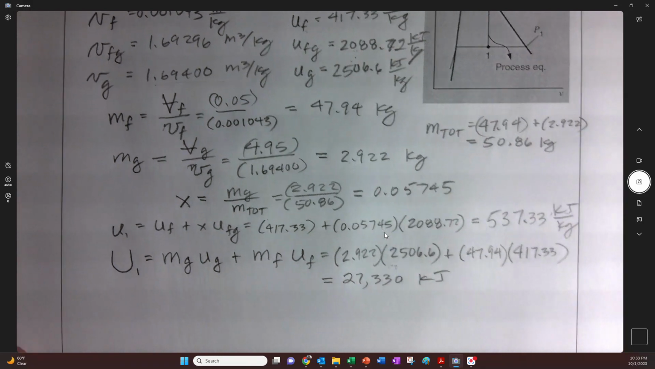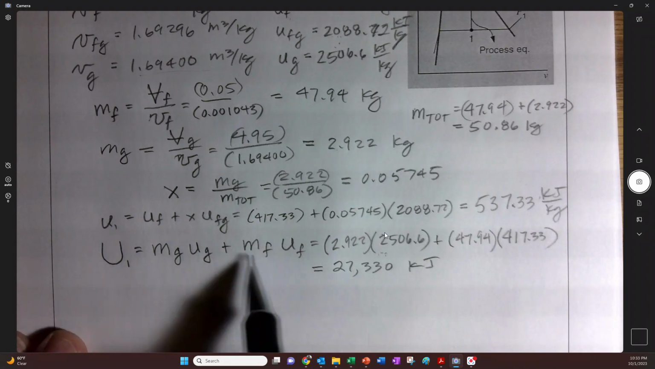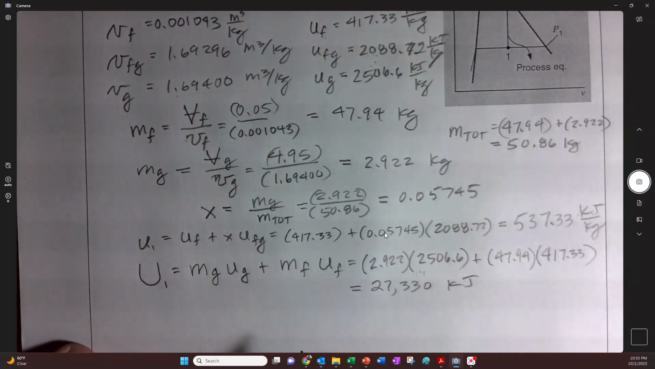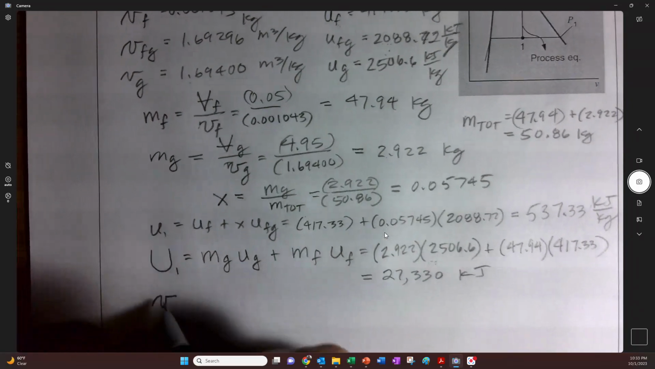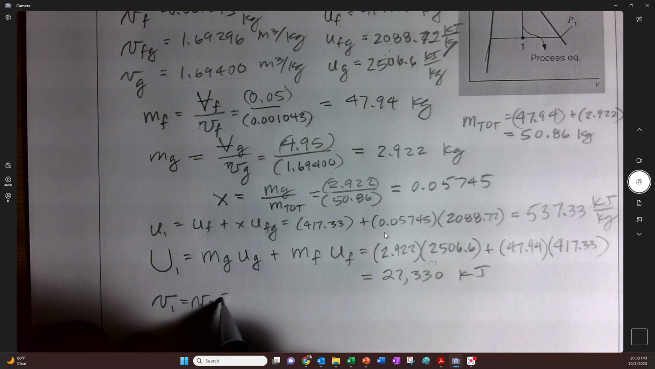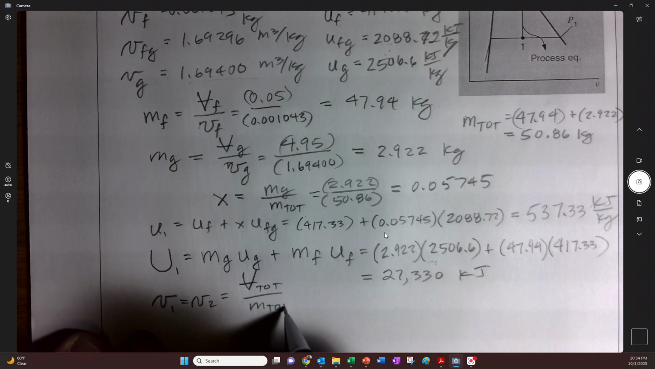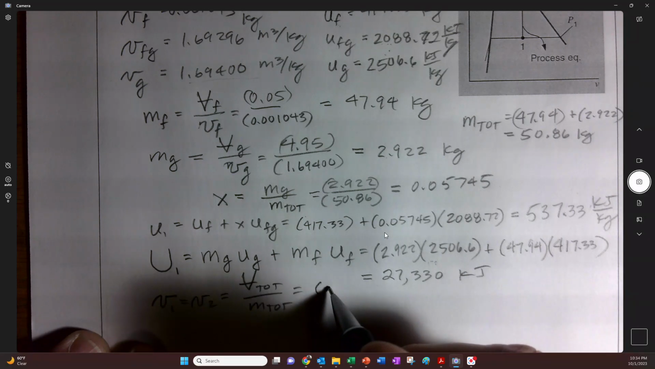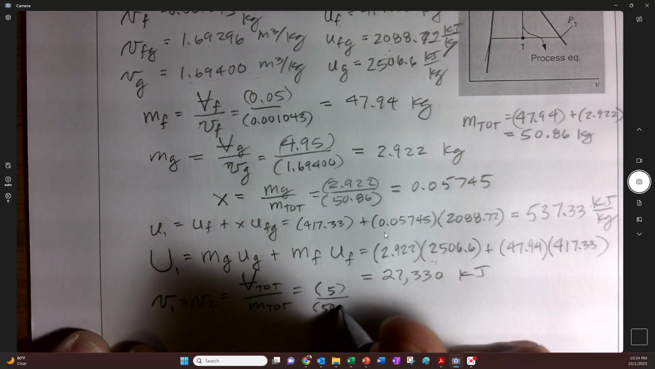Now, the second part of this, that's just state one. For state two, because this thing's rigid, we can find out what the specific volume is going to be, and that's going to remain true. So V1 is going to be equal to V2, which is going to be the total volume divided by the total mass. So 5 cubic meters divided by 50.86.